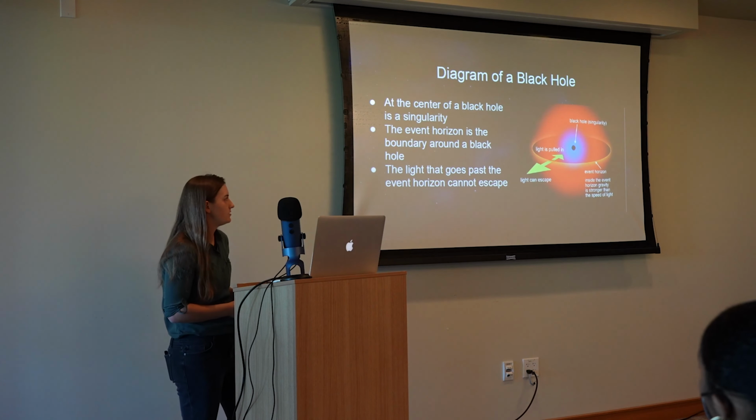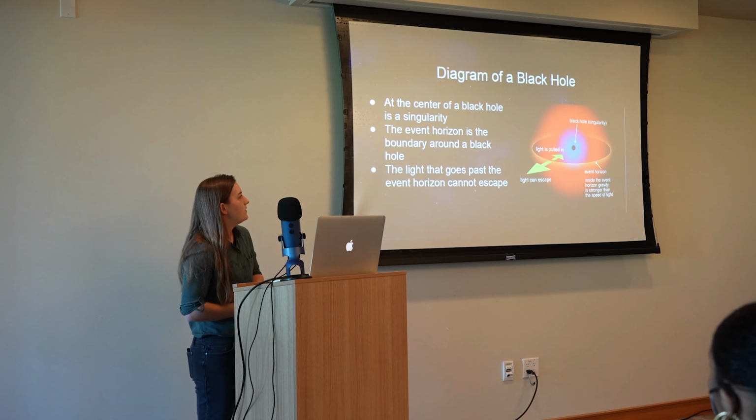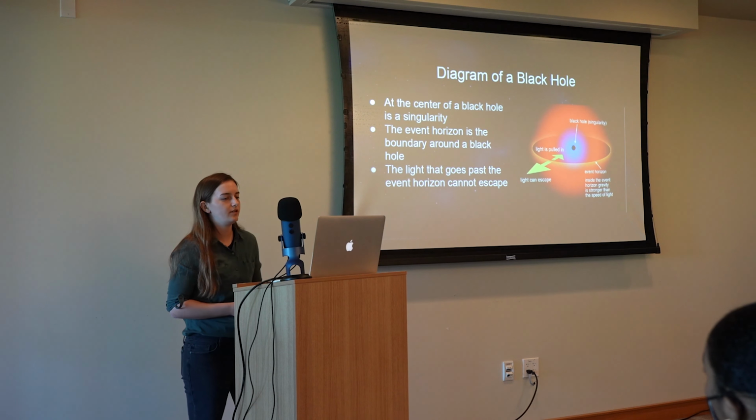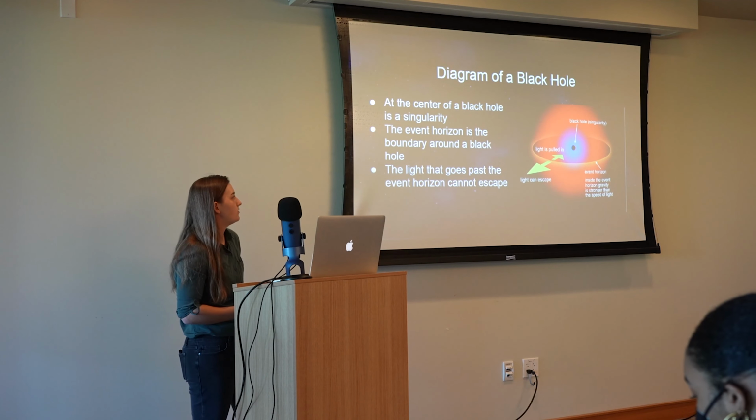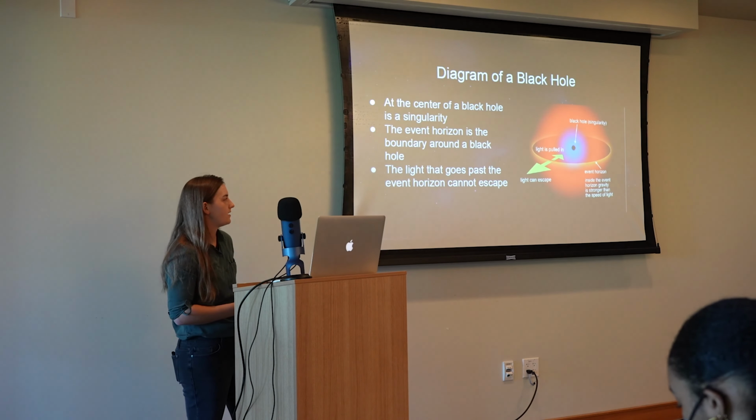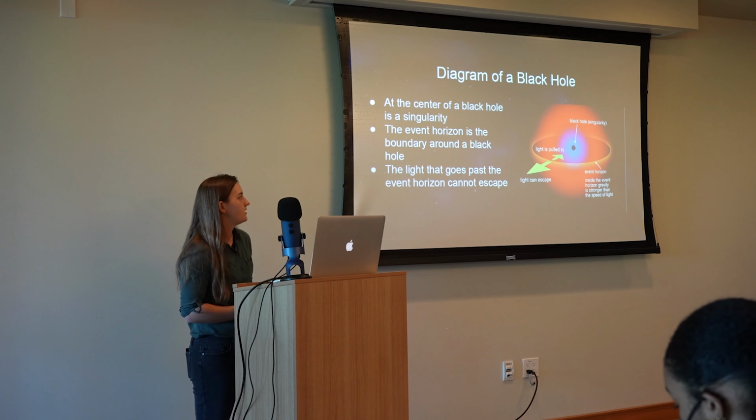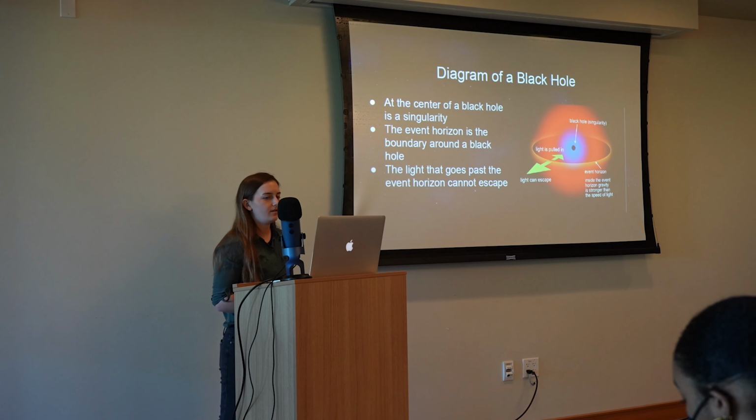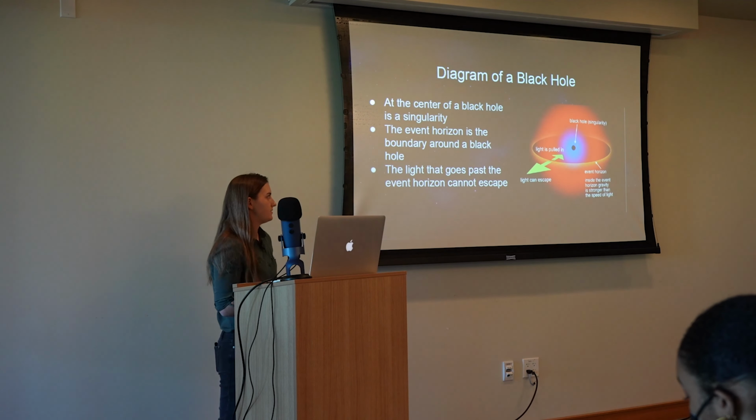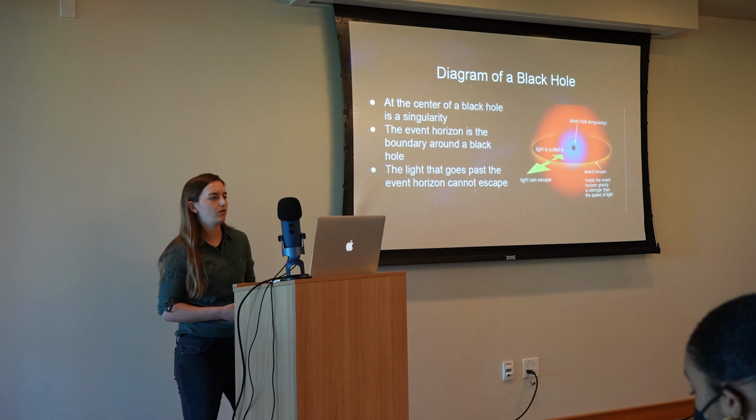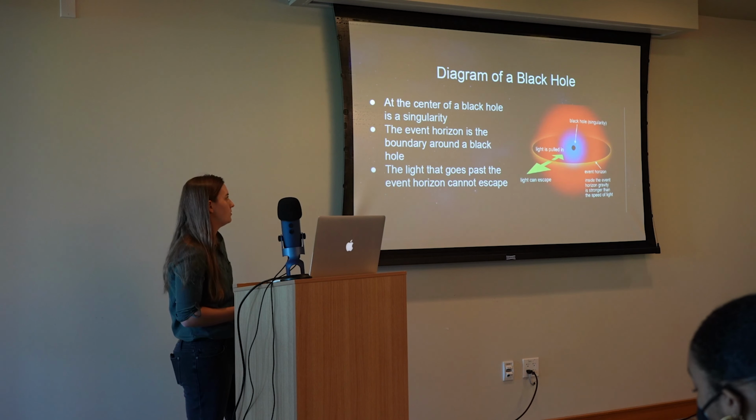Here's a diagram showing a black hole. In the center is the singularity, and that's where all the mass is concentrated. The circle around it is the event horizon. This is where no light can escape. Black holes can have different amounts of mass depending on the star that created it, and depending on how much mass is consumed from its surroundings. The more mass that a black hole has, the more that space-time will be warped.